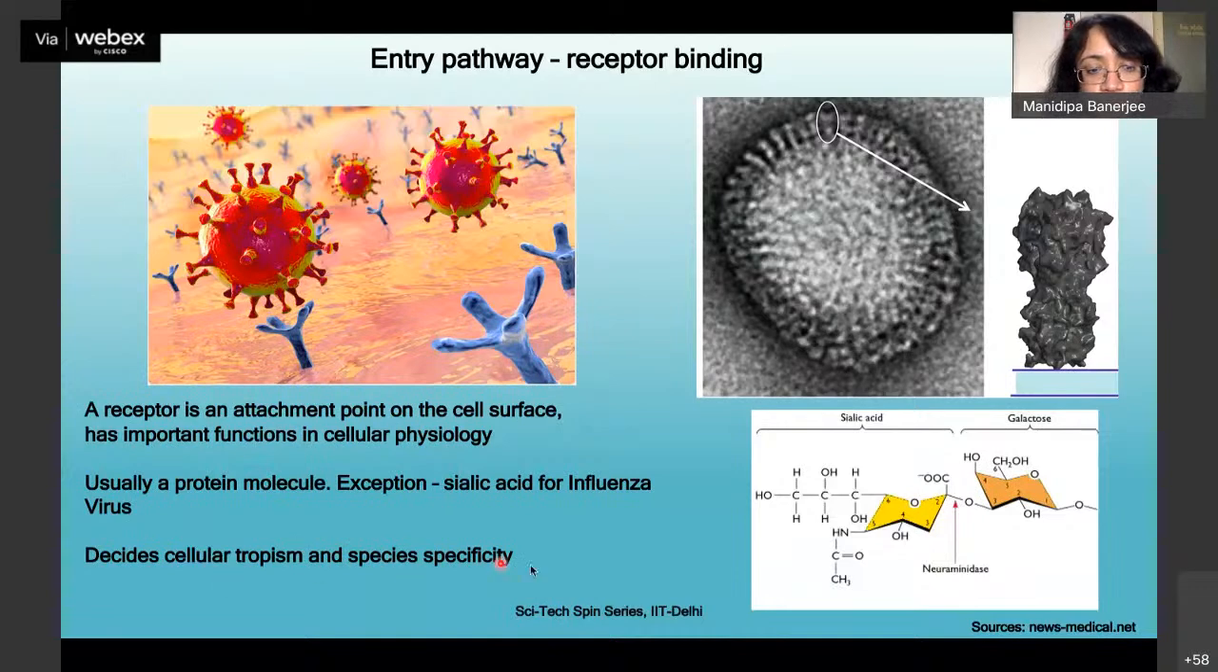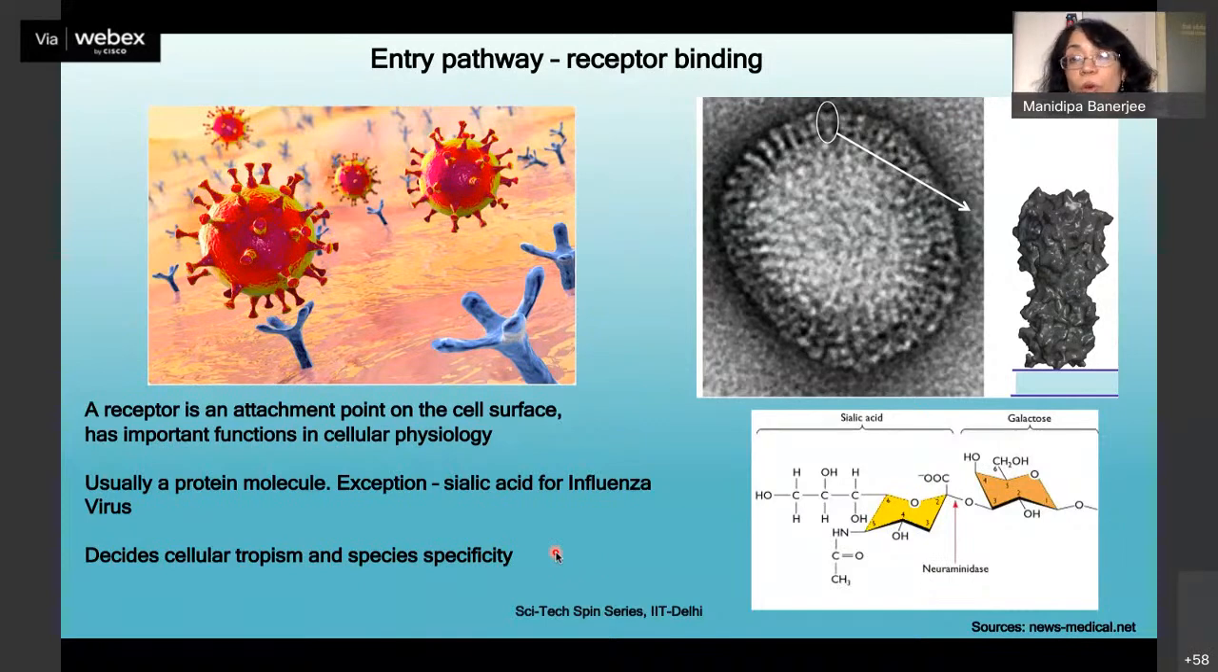Now I have written two phrases here. One is cellular tropism, another is species specificity. Cellular tropism is that a virus will only enter a cell which has that particular receptor, right? If it is geared towards binding that particular receptor, unless that receptor is present on a cell type, the virus will not be able to enter that cell type. Similarly, let's say a virus enters a particular organism like birds, right? And it has the proper receptor. Now, it may not be able to enter human cells if the same receptor is not available. So this is called species specificity.